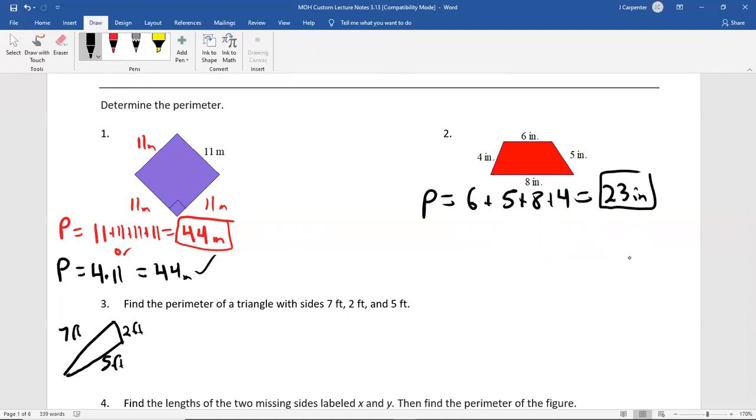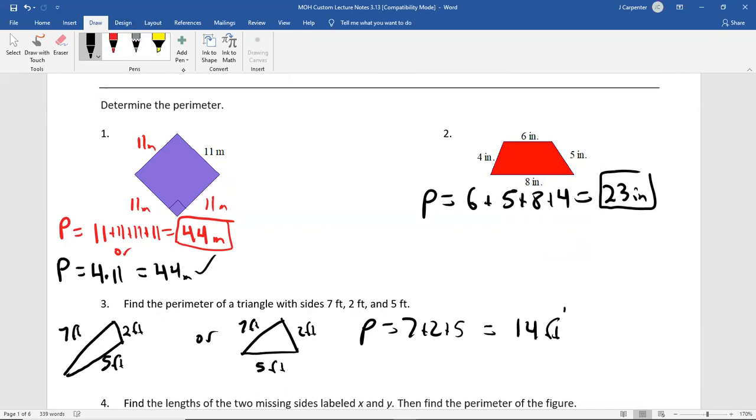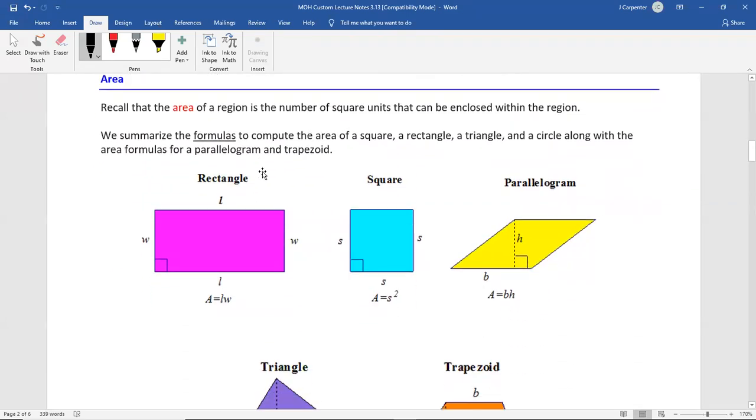It's not perfect. And if you didn't draw it to scale, maybe you just said, okay, here's 7 feet, here's 2 feet, and here's 5 feet. That's definitely not to scale because this 2 is almost as long as the 7, but nobody's going to care because all you're doing is adding the 3 sides. So you just take perimeter is 7 plus 2, which is 9, plus 5, which is 14. Some crazy math right there. I mean, that's it. That's all perimeter is. So let's go on to area.